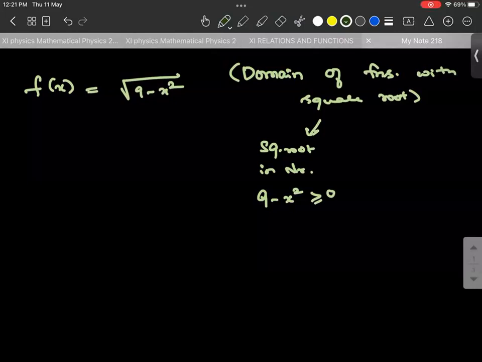Why did I write it like this? Because inside a square root, you can find the square root only for positive numbers, or at the max, you can find it for 0. Whereas if the square root is in the denominator, then write 9 minus x square is strictly greater than 0.